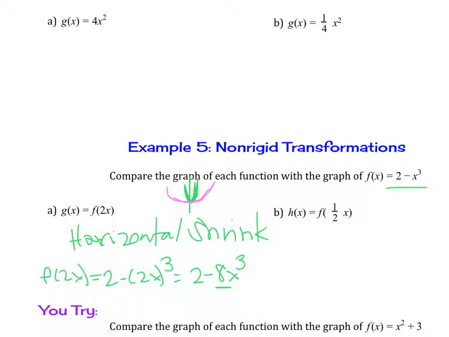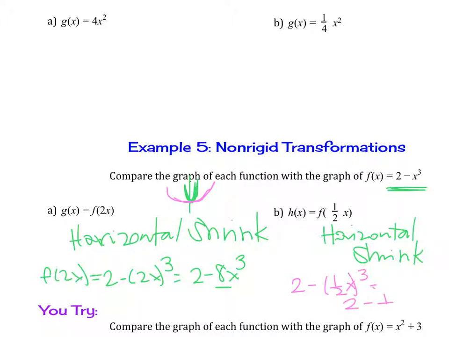Let's look at the next example, f of 1/2 x. So 1/2 is going to be a horizontal stretch, so it's going to move away from the y-axis, making it wider. If we plug it into this equation, we have 2 minus 1/2 x to the third. So that's going to be 2 minus 1/8 x to the third. You see that's going to be very much stretched. And actually it's upside down. We know that it's up 2, and then it's upside down. So it's going to be very wide, as opposed to maybe the original, which would only look like this.